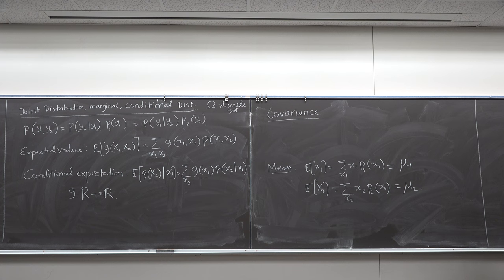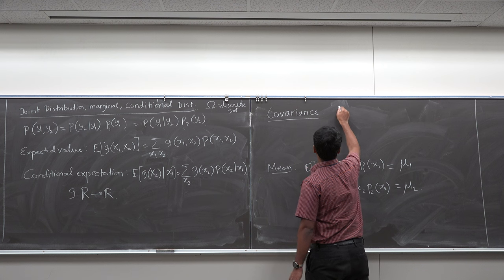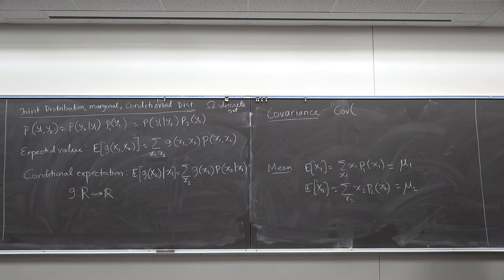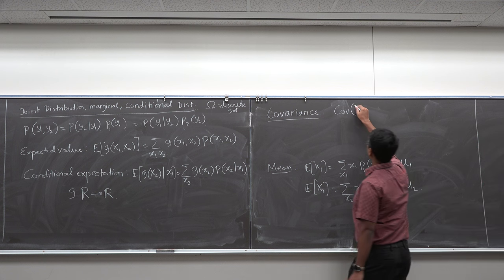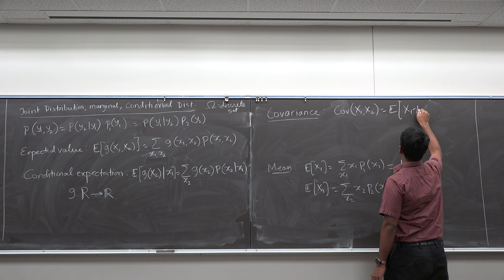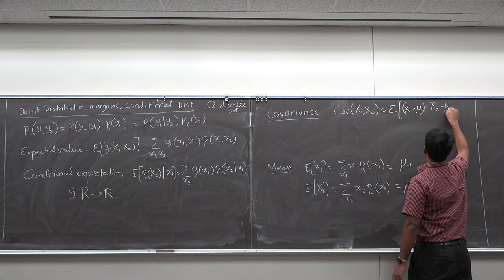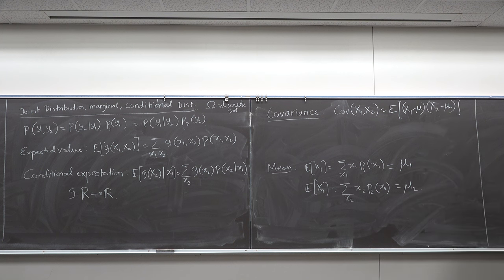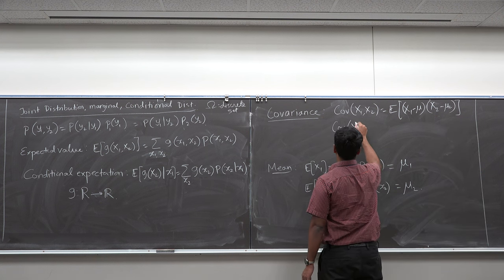Now the question is, what is covariance? How is covariance defined? So we denote it by covariance of x1, x2. This is the expected value of (x1 minus mu1)(x2 minus mu2). I'm assuming here that x1 and x2 are both scalar valued random variables, which means that they take values in the real line or natural numbers. Sometimes you have covariance of x1 and x1.